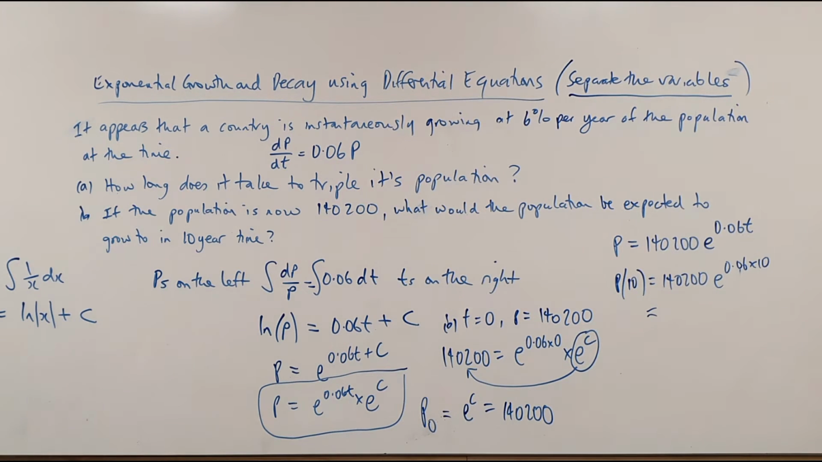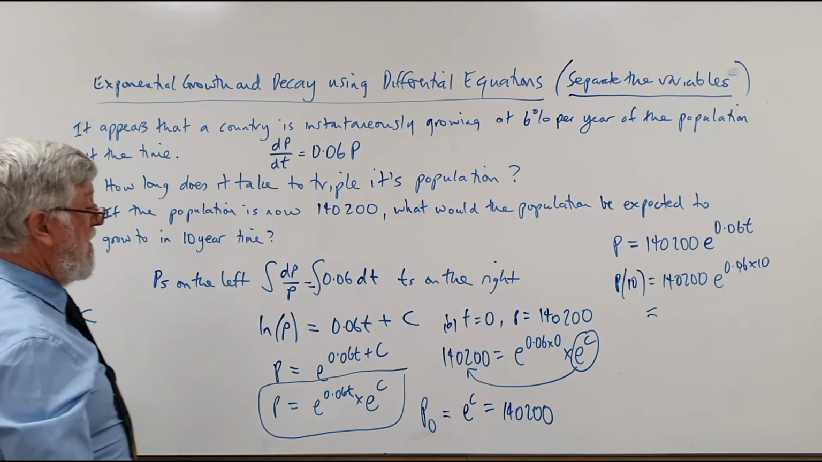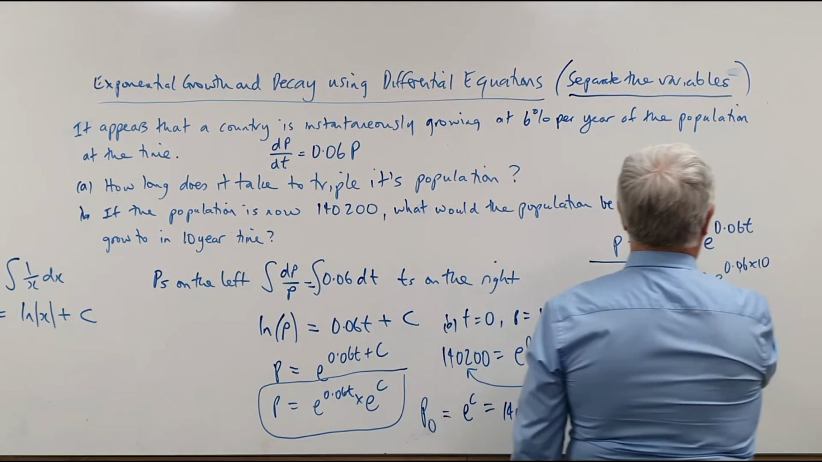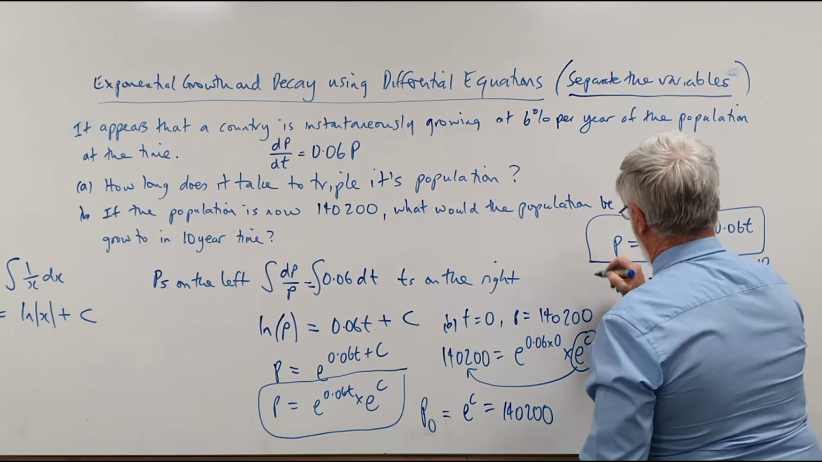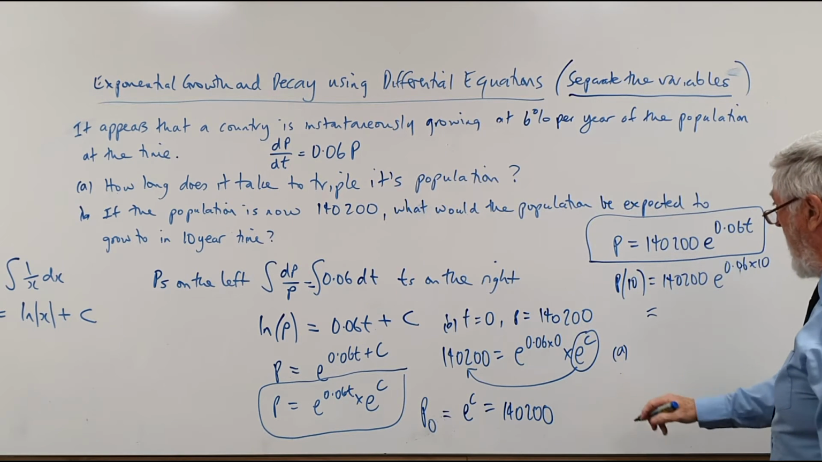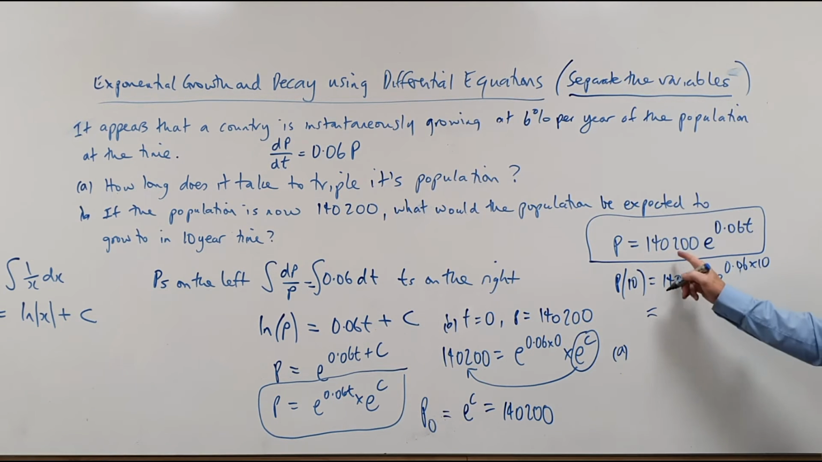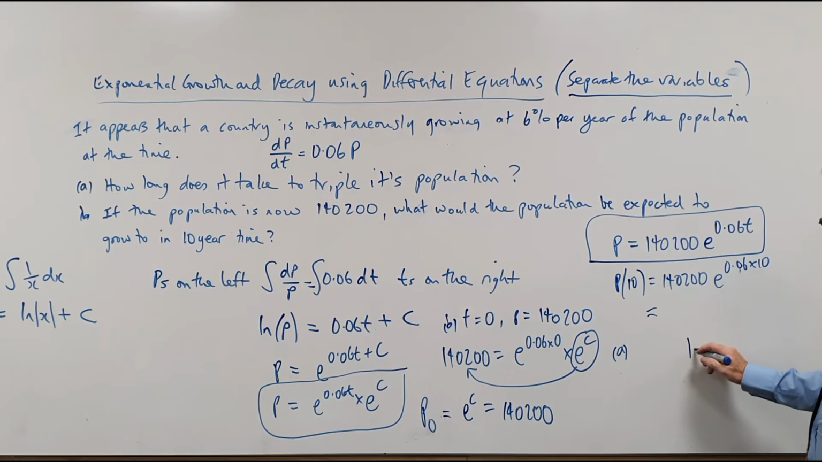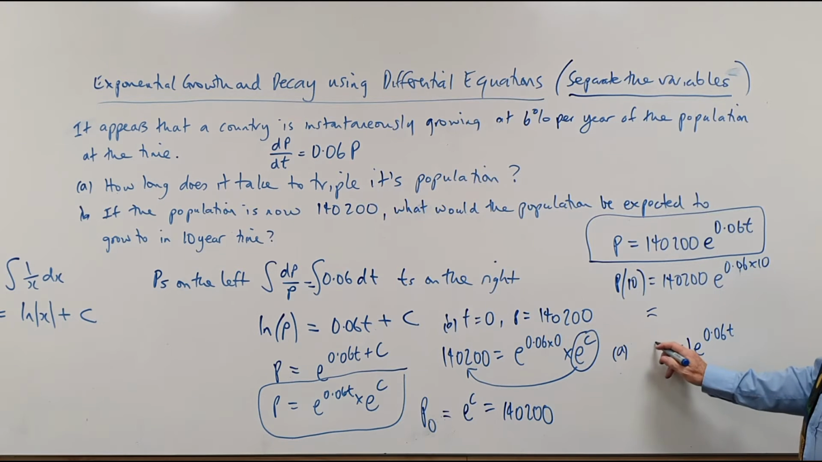Okay. You can go back to the original. Well, literally just when 3 equals e to the 0.06t. So for part A, I can ignore that. If I treated that as if it's 1, that would be 3, so it's triple. Now you've got to solve that.